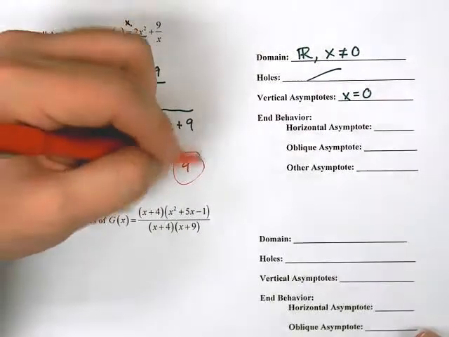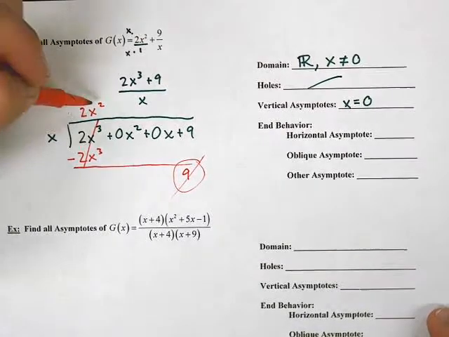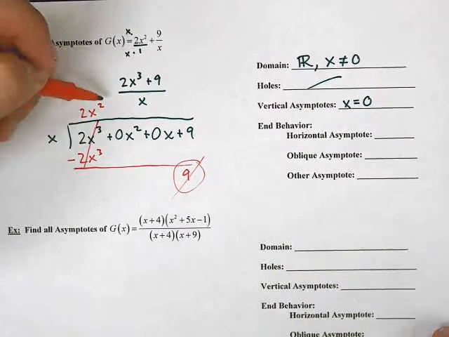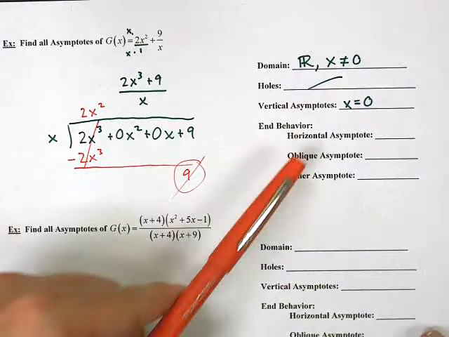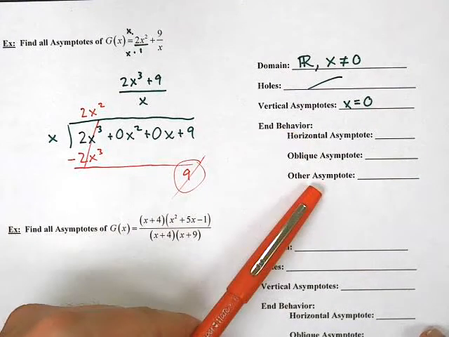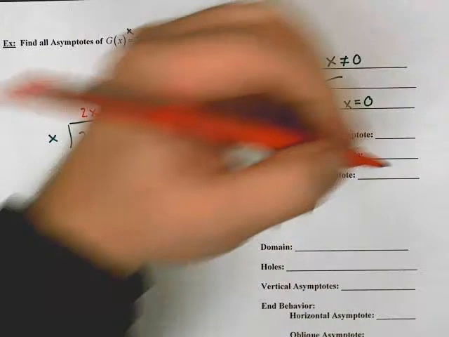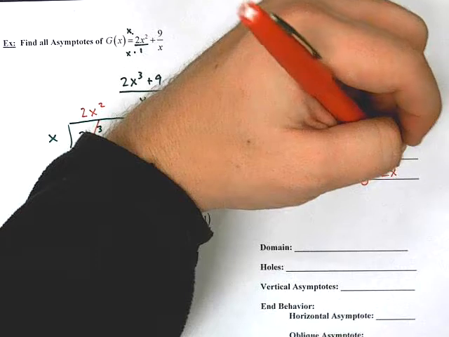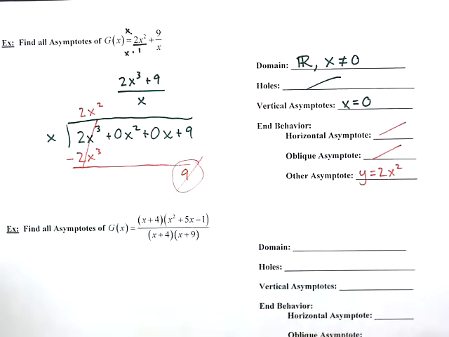And what do we say? I just don't care about it right now. What I care about is my quotient, 2x squared. That is a quadratic, which means it has to go in which column or which section? Is it a horizontal, an oblique, or another? It's another. So y equals 2x squared. Last thing, just remember, put some lines through there, and we should be good to go.